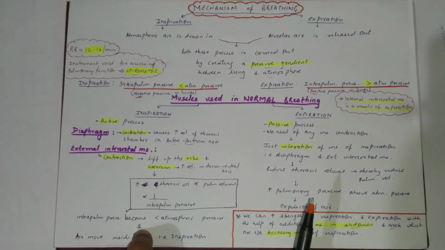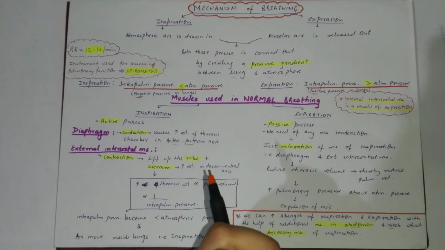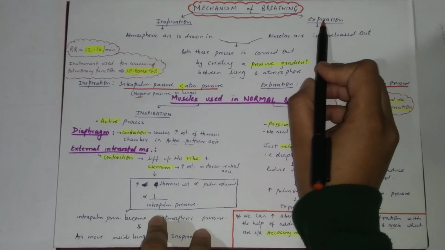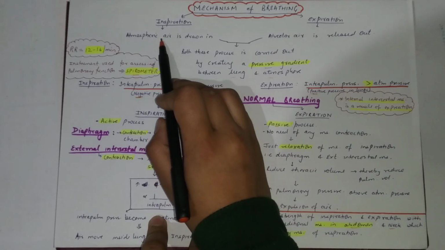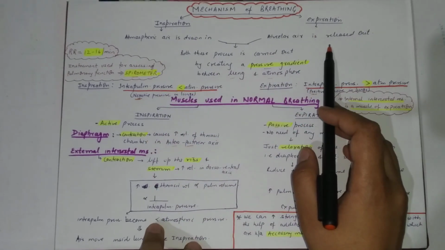Hello guys, in this video we are going to study the next paragraph of NCERT, that is mechanism of breathing. So let's begin. Breathing involves two stages, that is inspiration and expiration. During inspiration the atmospheric air is drawn in and during expiration the alveolar air is released out.